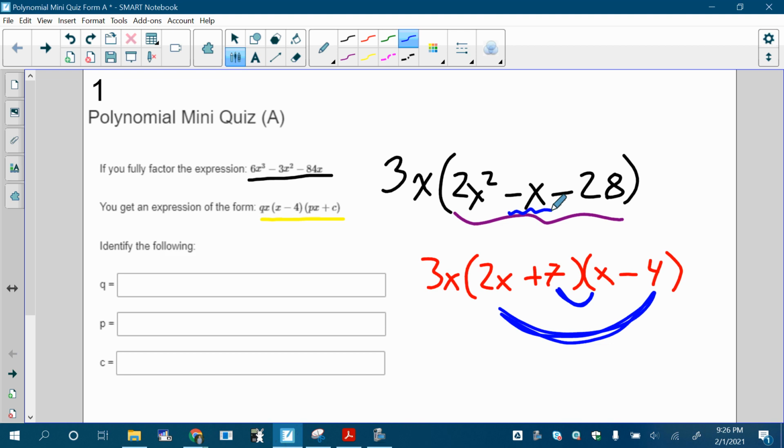Going back to the question here, now that I have it fully factored, what's the Q? Well, the number out front with the greatest common factor is a 3. What's the P? It's 2. What's the C? It's 7.